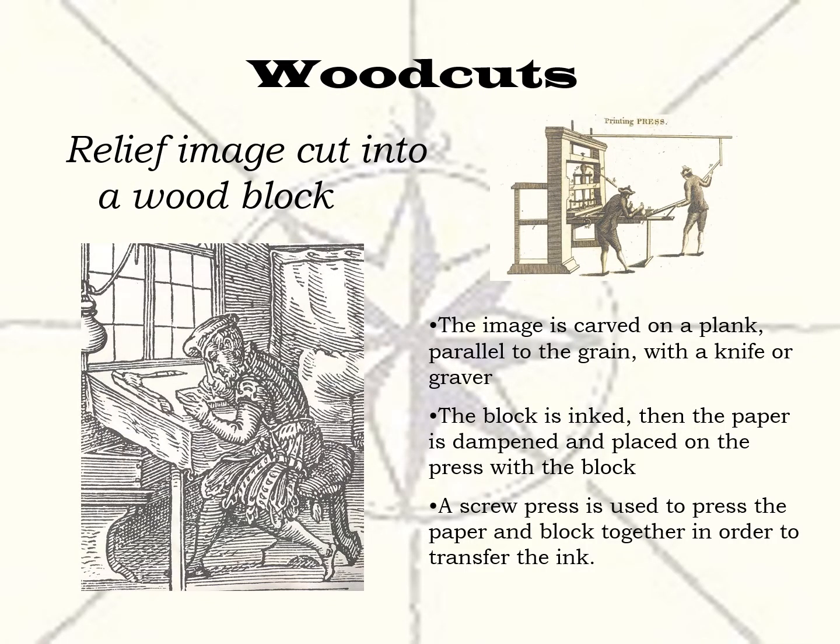The first process we'll look at is that of making a relief woodcut map. In a woodcut, the image is cut into a wood plank parallel to the grain. The image is more carved than engraved using a knife, graver, or similar tool. The block is inked with a thick ink. Then the paper is dampened and placed on the press with the block. A screw press is used to press the block and paper together, thus transferring the ink to the paper.